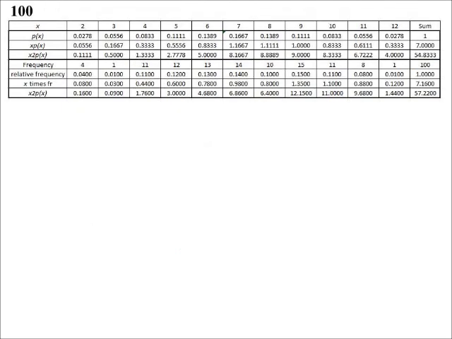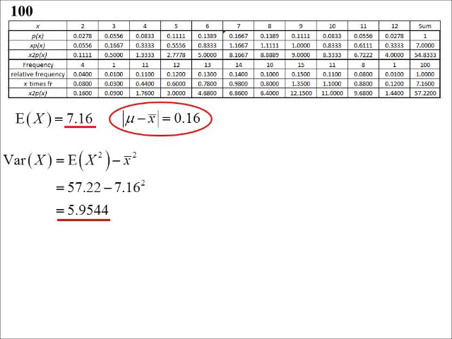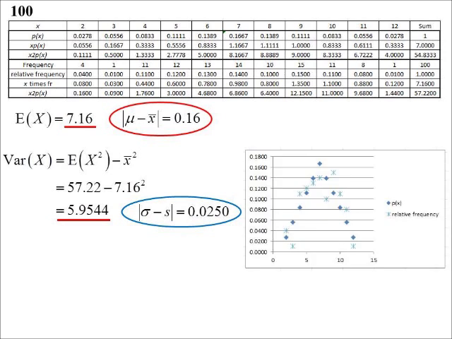Well, now you can see that the expected value turned out to be 7.16. So the difference now was 0.16. Interestingly though, have a look at the variation, or the variance. 5.9544, so the deviation now is out by 0.0250, which actually is a bigger number. But we're just dealing with random numbers here. I mean, that can happen. There's the graph. Now, I don't know if you remember the last graph, but you can see it on your sheet. So you can see they're sort of coming closer to fit the data.